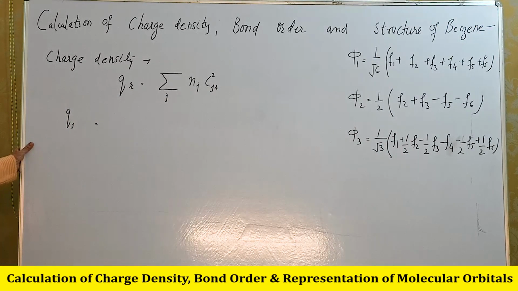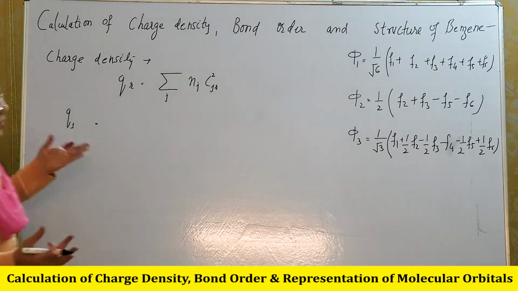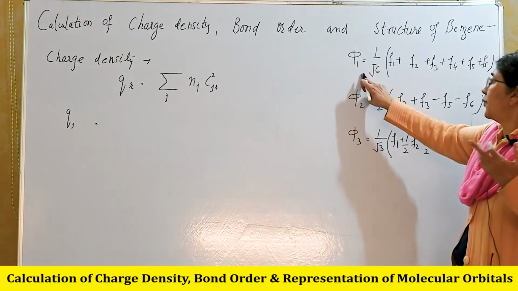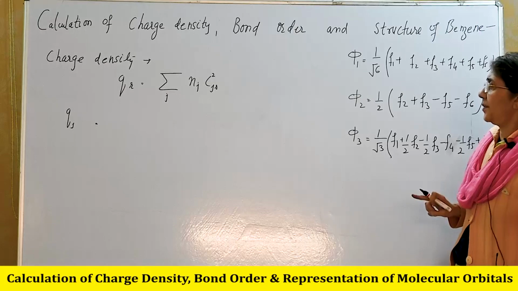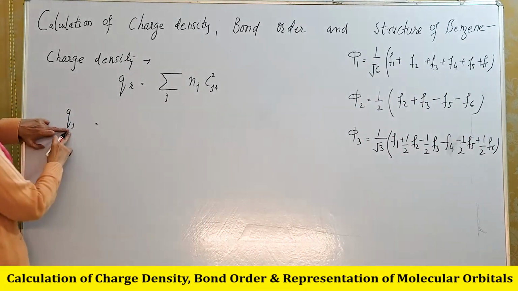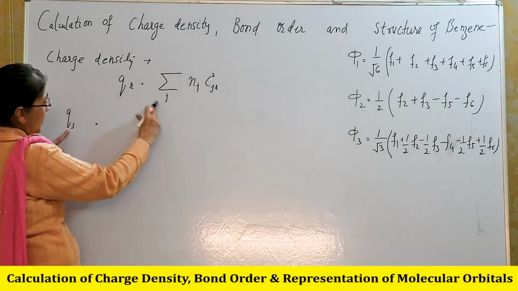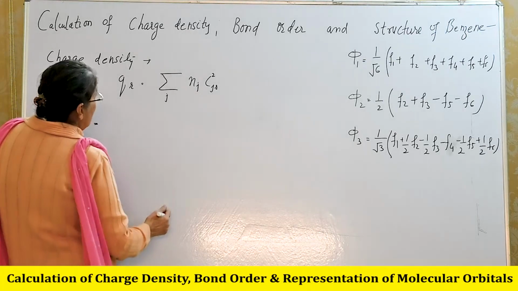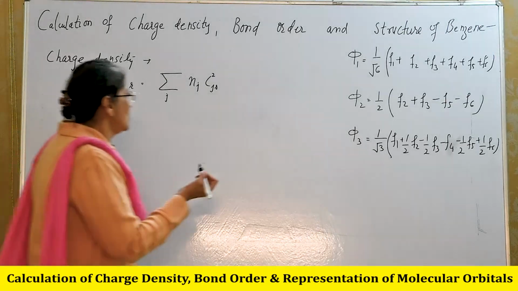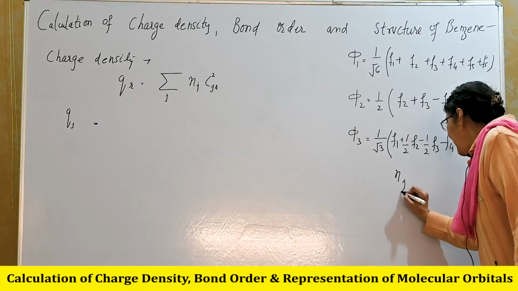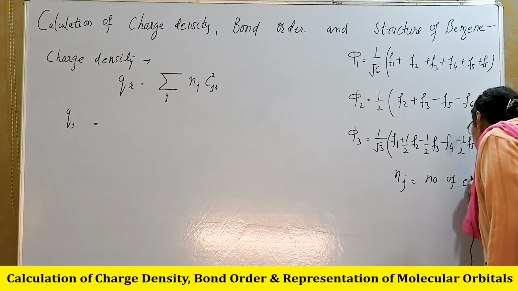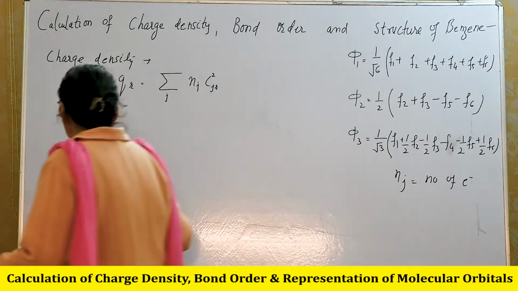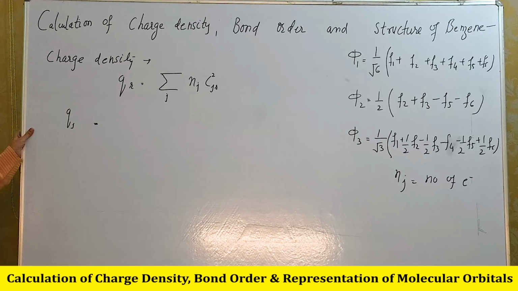So Q1: first we take the contribution to the first atomic orbital of the first carbon atom. We are taking the first carbon atom, so we fix j equal to the first molecular orbital, and N_j is the number of electrons. So we first calculate the distribution of charge on carbon atom number 1.